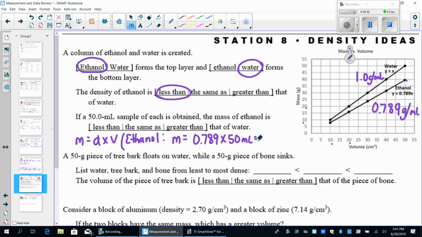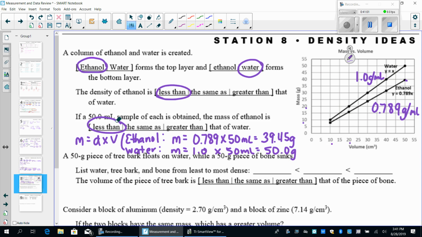So the mass for that is going to come out to be 39.45 grams, and that's for ethanol. If we do water, our mass is equal to our density, which is 1.0, times our 50 milliliters, and that comes out to be 50.0 grams. Okay, so the mass of ethanol is going to be less than the mass of the water.